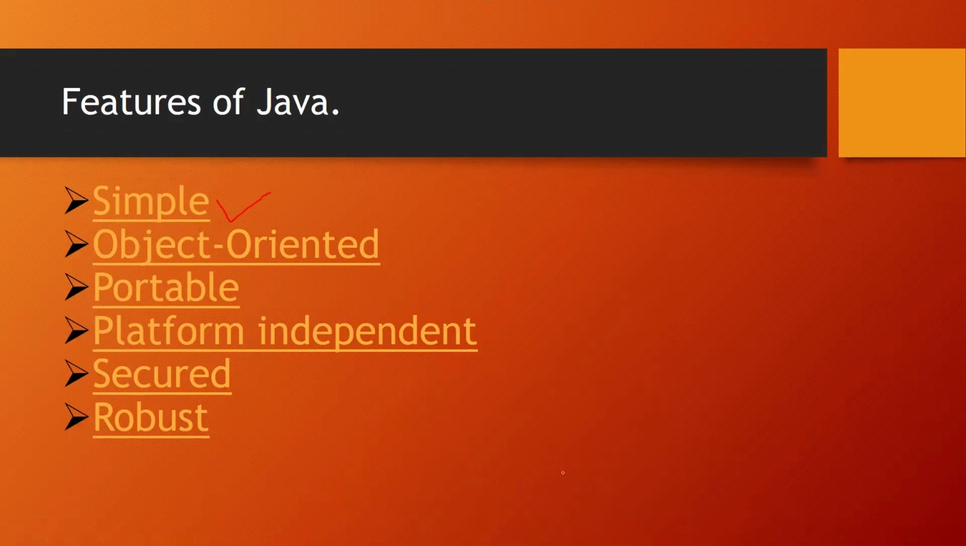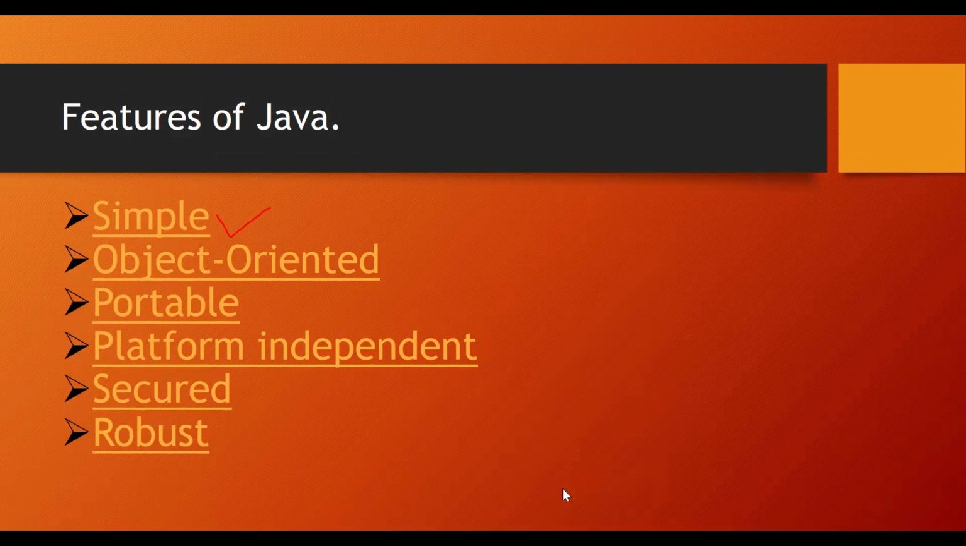Now let's see why Java is an object-oriented programming language. If you are not able to understand any points, don't worry about that. We will understand those in detail in the next videos. So let's see why Java is an object-oriented programming language. Java is an object-oriented programming language.